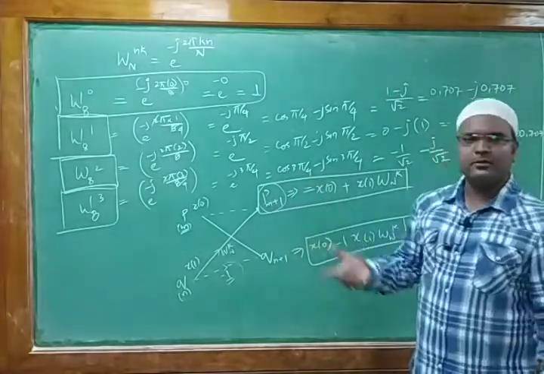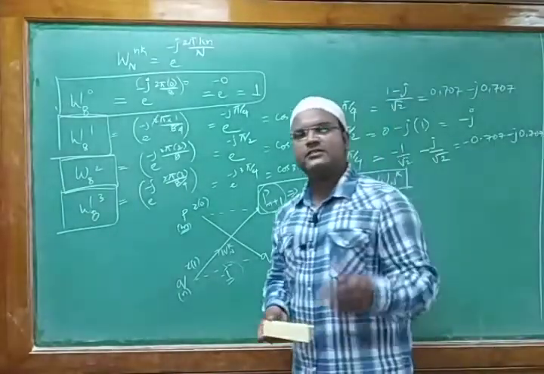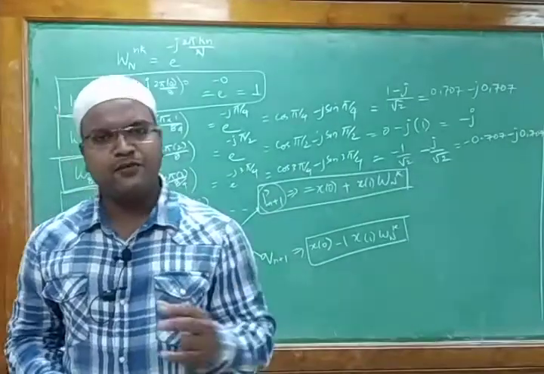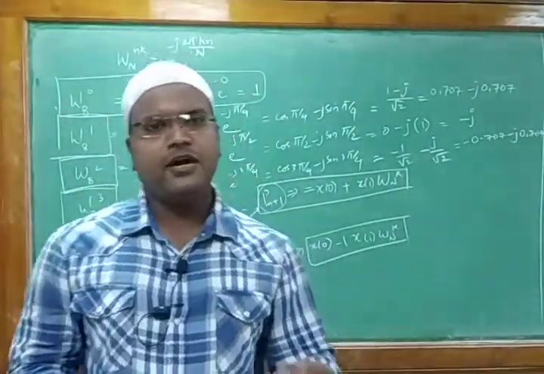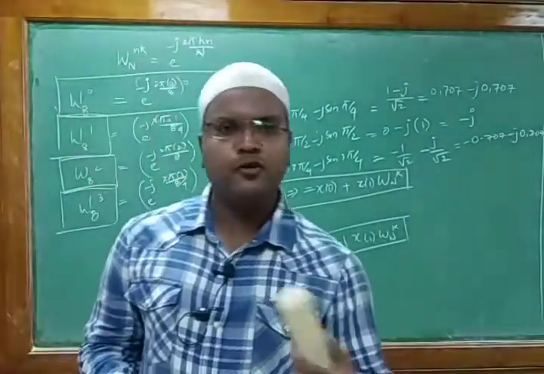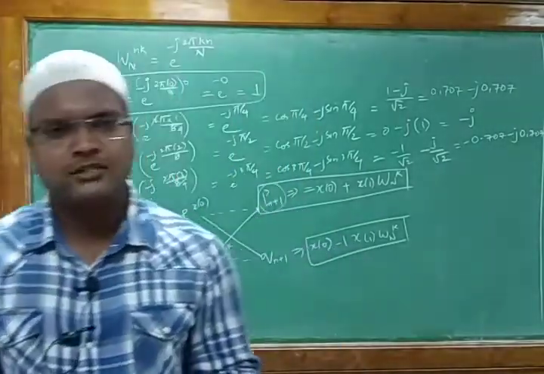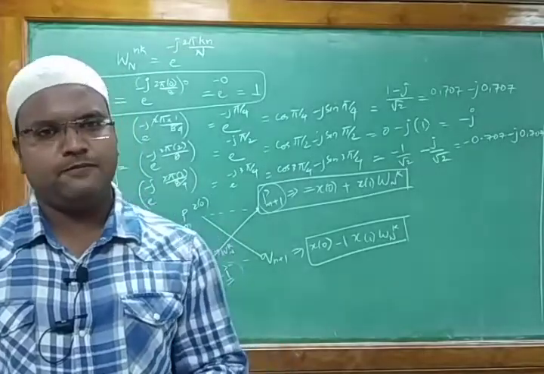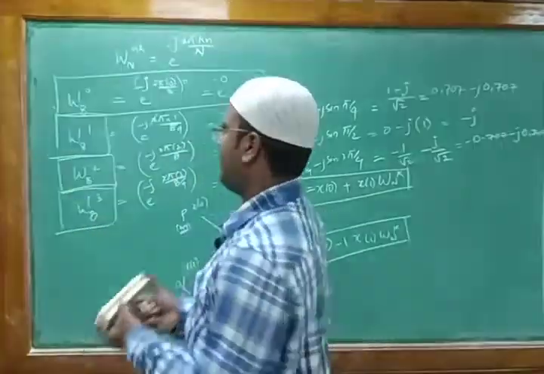In how many methods can we do this FFT? One is decimation in time, second is decimation in frequency: DIT FFT and DIF FFT. That one we will solve in the problems. Before doing this, we need to understand one more concept: what is the meaning of bit reverse order and what is the meaning of normal order. Let us see that one.